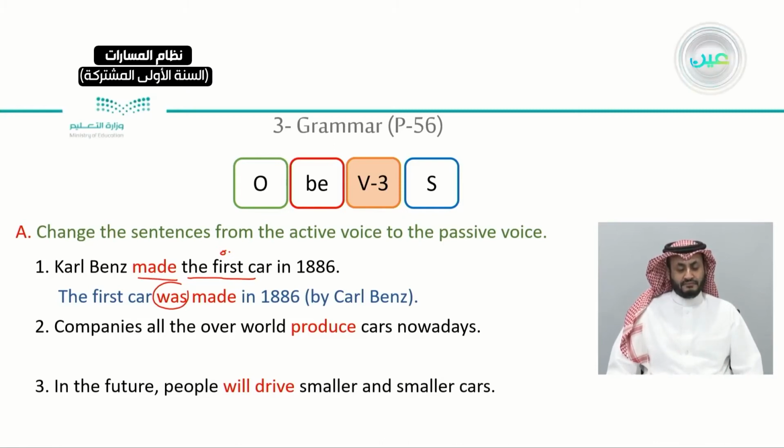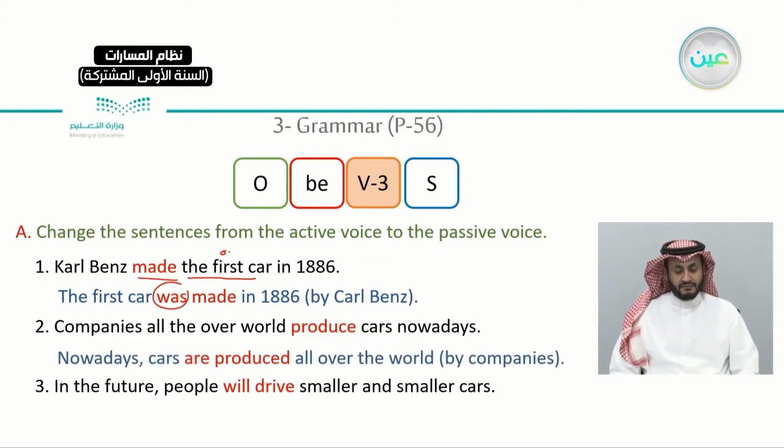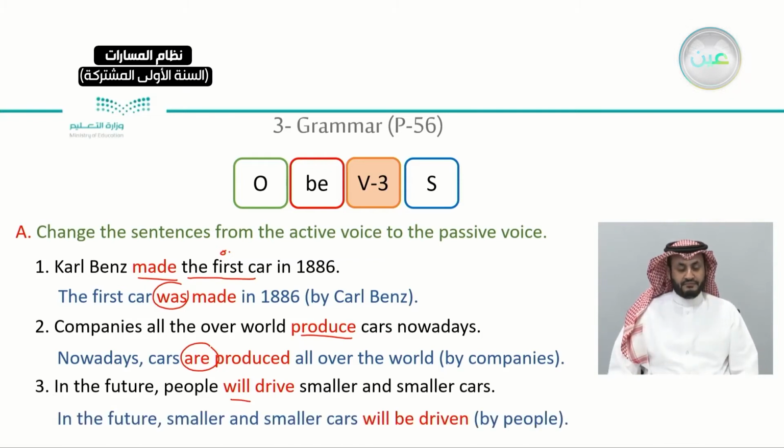Companies all over the world produce cars nowadays. Produce, present. So nowadays, today, cars are produced all over the world by companies. Are because it is in the present. In the future, people will drive smaller and smaller cars. Will drive, future. So will be. Here, in the future, smaller and smaller cars will be driven. Notice, will be driven.